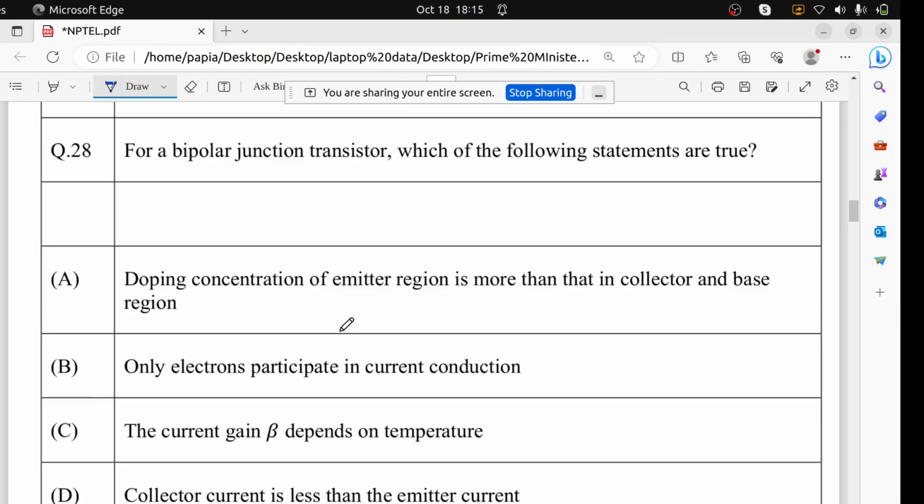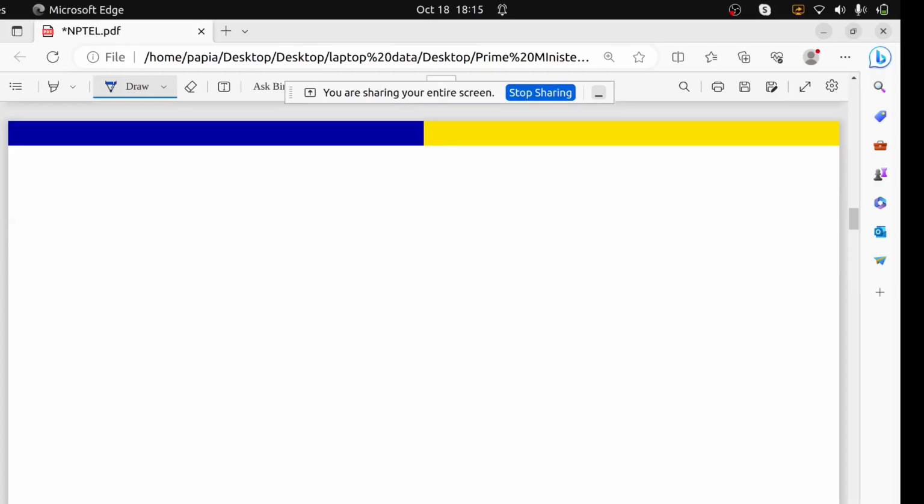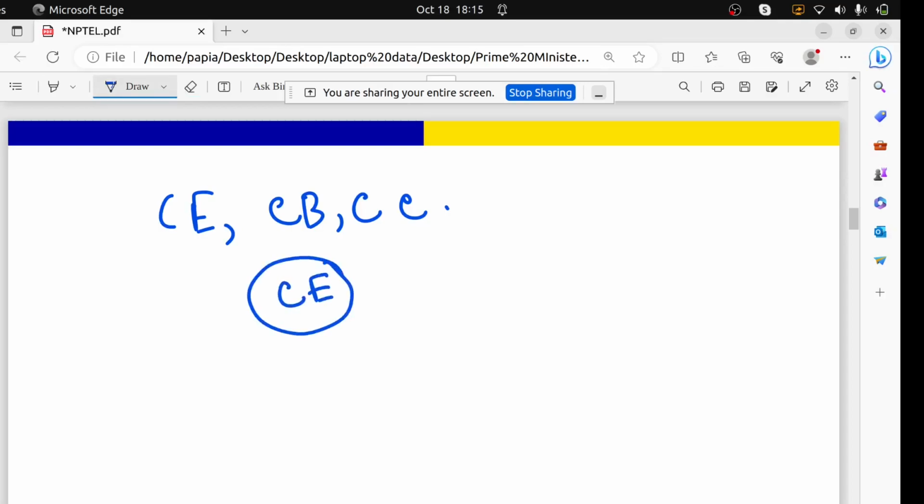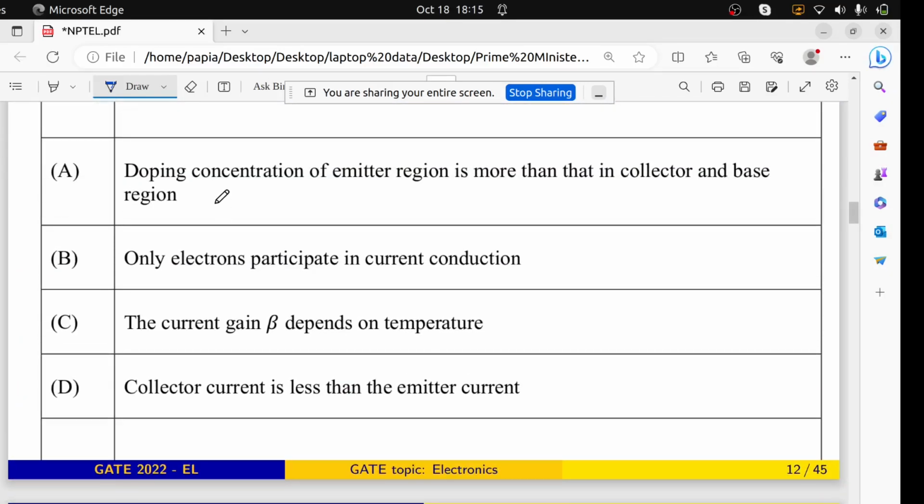So first of all, in the bipolar junction transistor, I think you have already seen these things. There are three types: CE, common emitter, common base, and common collector. These types of bipolar transistors are there, but so many times we use the CE mode, right? Common emitter mode. Now here, first of all, we will go through the options one by one. So first one is what? Doping concentration of emitter region is more than that in collector and base region.